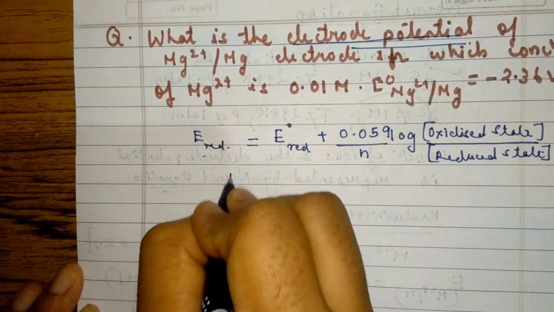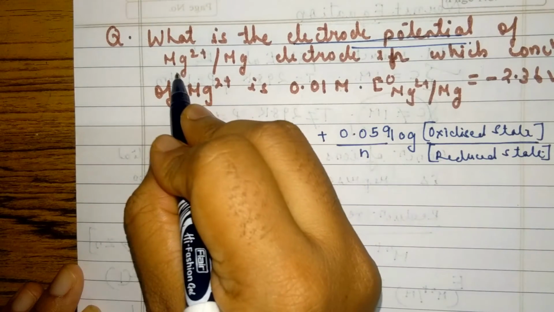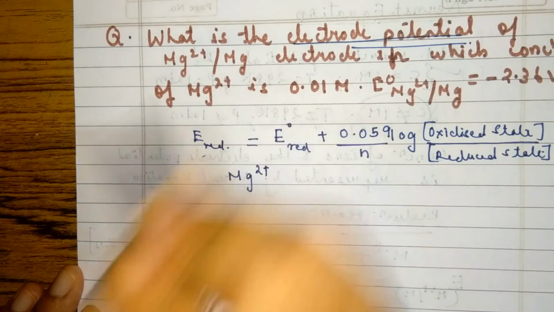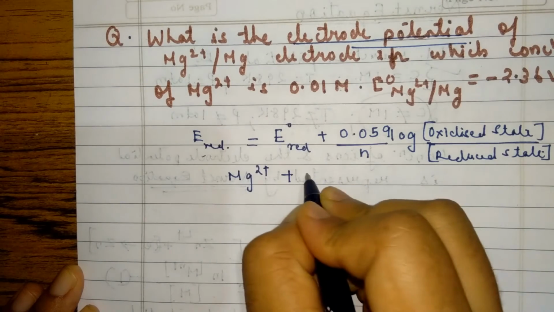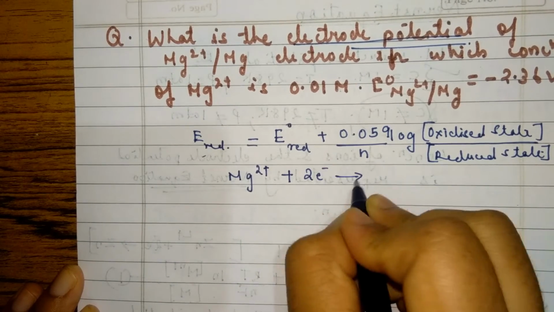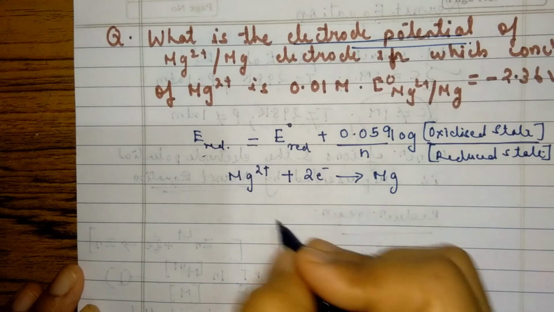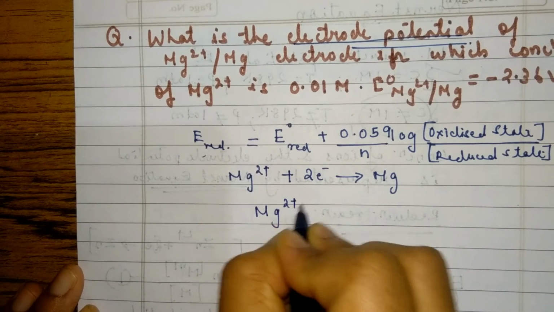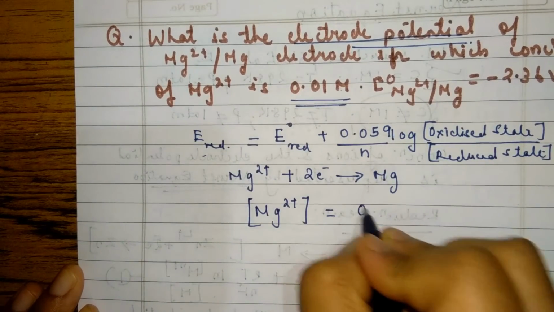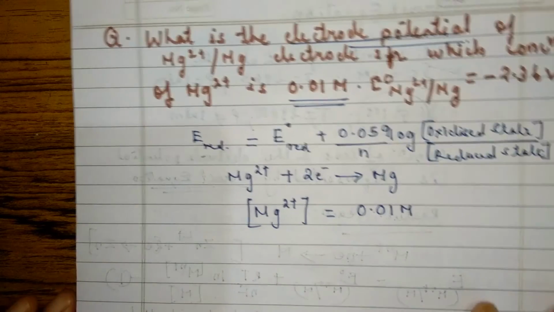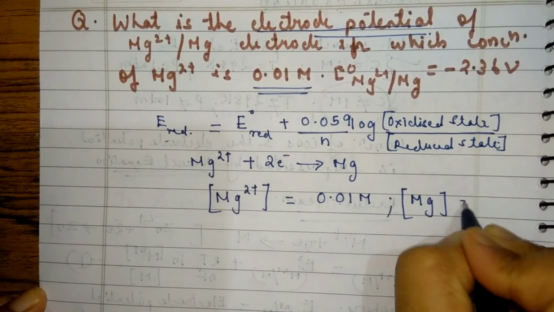So, before that, we know we have to represent the general electrode reaction. What is the electrode reaction? Mg2+ has been reduced to Mg. So, we can write it as Mg2+ plus 2 electrons gives what? It gives Mg. Now, the molar concentration of Mg2+ is given. How much? It is 0.01 molar.